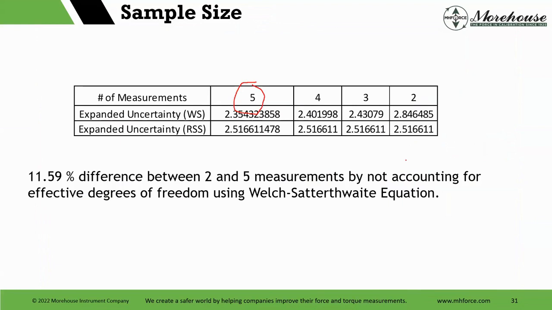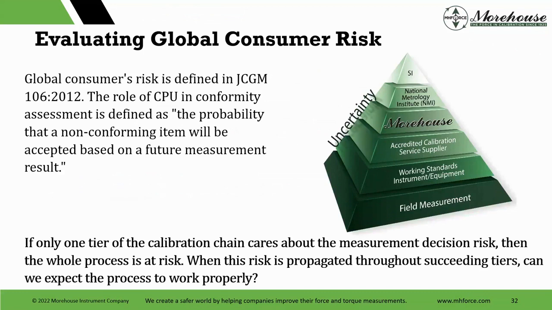So where you do them and how you do them is going to be up to you. But there is an 11.59% difference between 2 and 5 measurements by not accounting for effective degrees of freedom. This happens more so than with TUR, and it happens when people do their calibration and measurement capability. A lot of people just multiply everything by 2 at the end. And if you're not accounting for those effective degrees of freedom, your uncertainties could be drastically understated by using that method. So that's a lab beware situation.